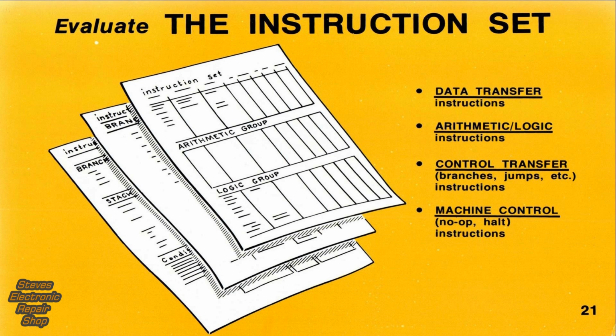Frame 21. Now that you know the hardware, carefully evaluate the instruction set. What you're trying to determine is its efficiency. Examine these 4 instruction groups: data transfer, arithmetic logic, control transfers like branches and jumps, and machine control instructions like no-ops and halt.